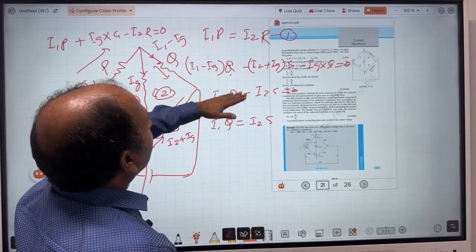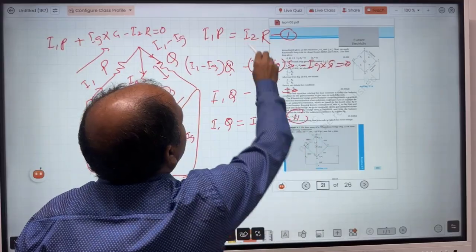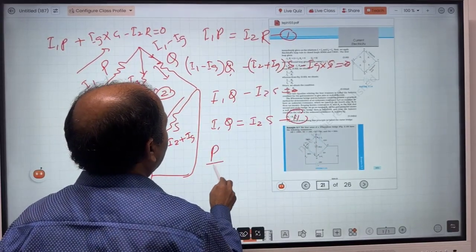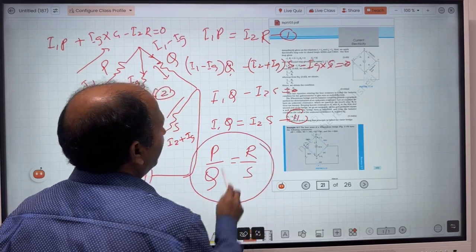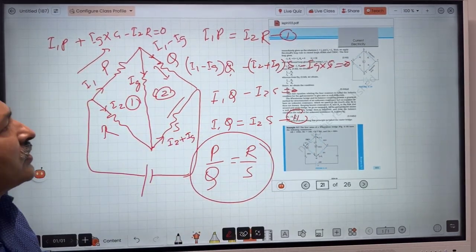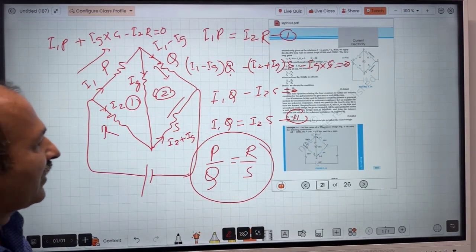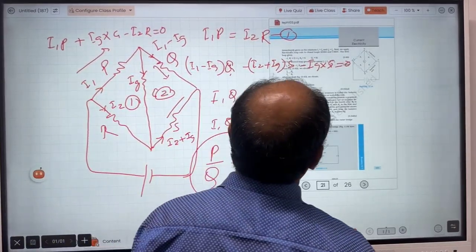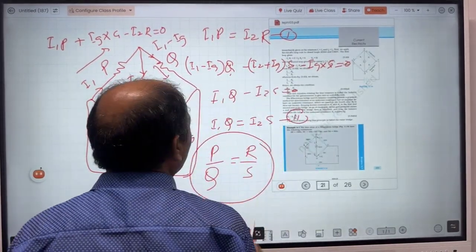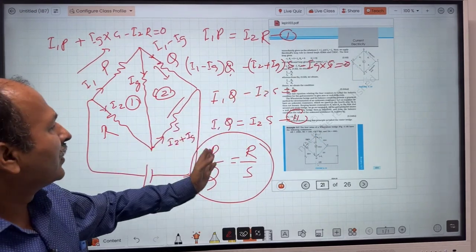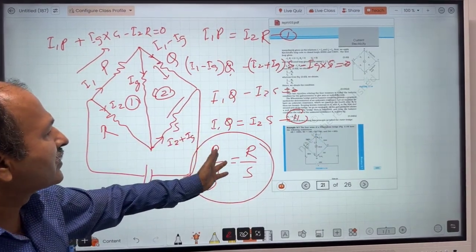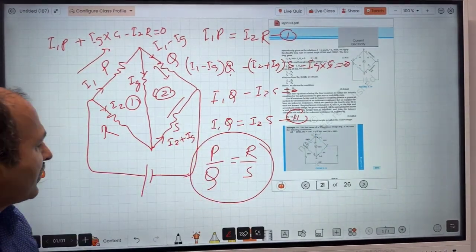Then we divide these two equations, equation 2 and equation 1. If you divide, you will get P upon Q equal to R upon S. So this is the condition for the Wheatstone bridge to be balanced. You have understood the condition fully. Now a very simple thing: if any one resistance is unknown and the other three are known, then we can use this relation and thereby we can get the answer.